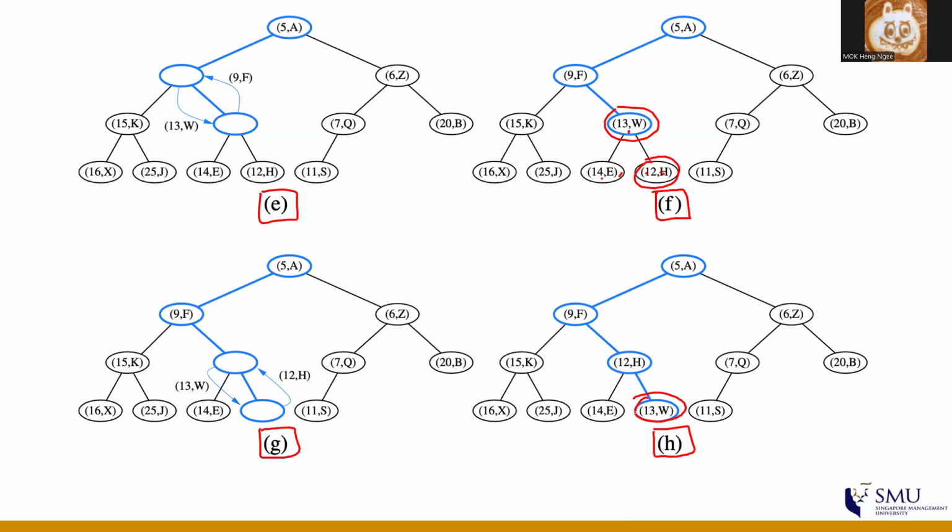Remember, in down heaping, we stop either when we reach the lowest level, where it is a leaf node, or we stop when it is in a correct position. That means it is smaller than both its children. These are the two stop conditions for a down heap operation.